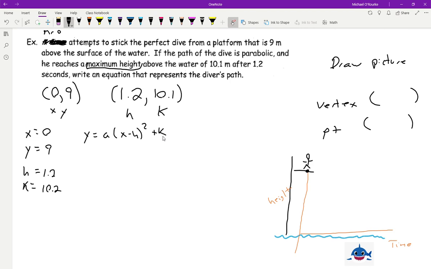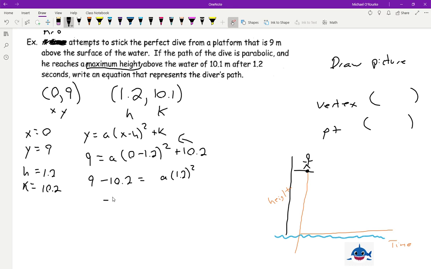Yep. Good. That was good. Now we just plug everything in to solve. So 9 equals a(0 minus 1.2) squared plus 10.2. I'm going to move that 10.2 over right now. 9 minus 10.2 equals a times 1.2 squared.